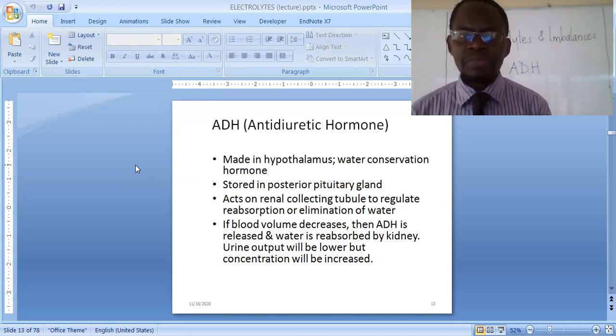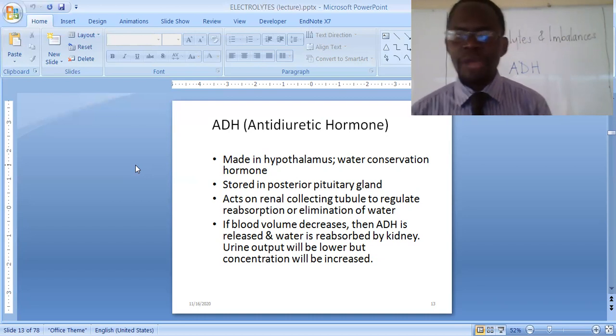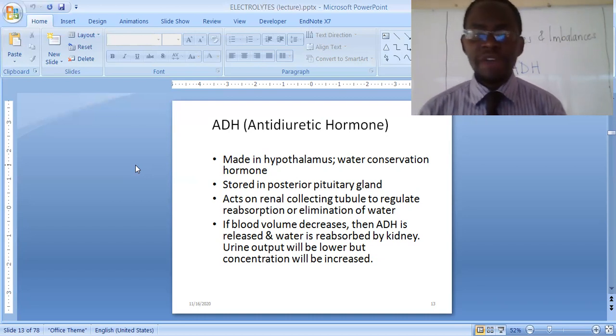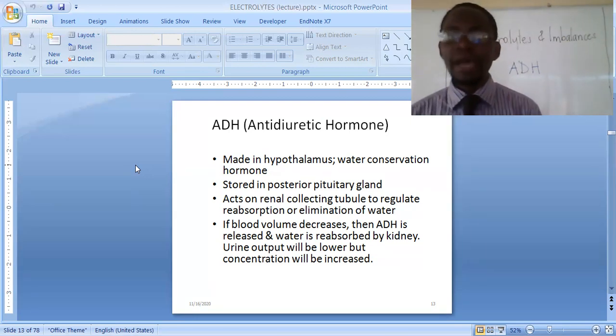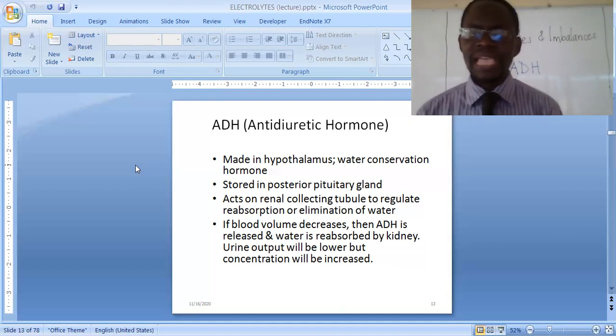So that is basically the role of ADH or antidiuretic hormone. And you know very well that if it causes absorption of water, then that means that you will not have adequate urine. And we are going to look at some of the problems that can come as a result of the imbalances in this ADH.